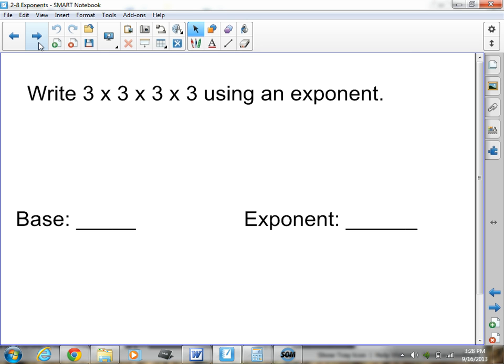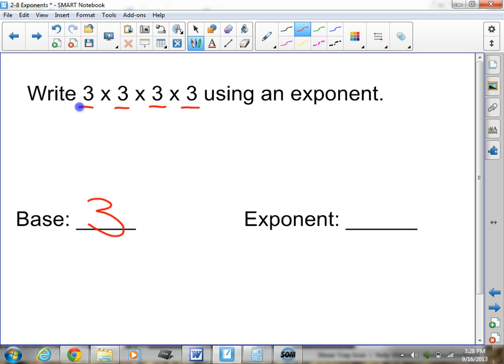So here is an example. Write 3 times 3 times 3 times 3 using an exponent. So it's actually quite simple. The base number is the 3, and I now need to look at how many times the number 3 is multiplied. There's 1, 2, 3, 4 times. So my exponent is going to be 4.